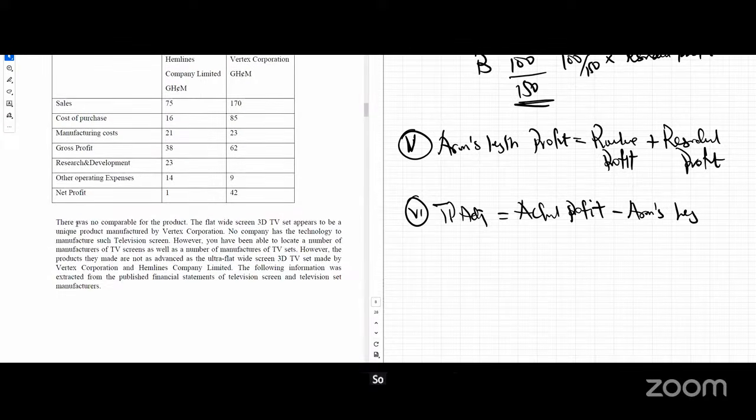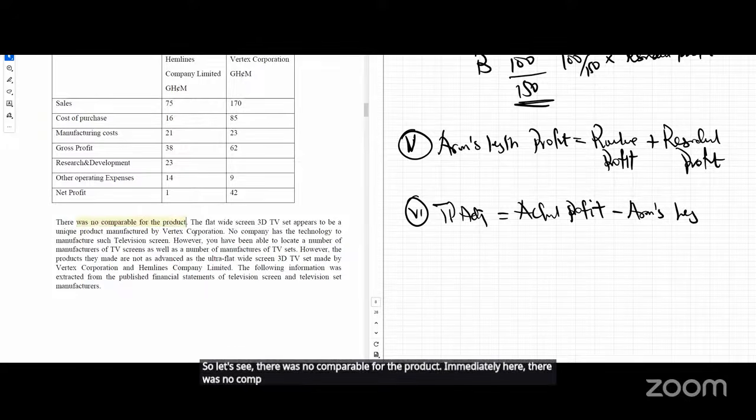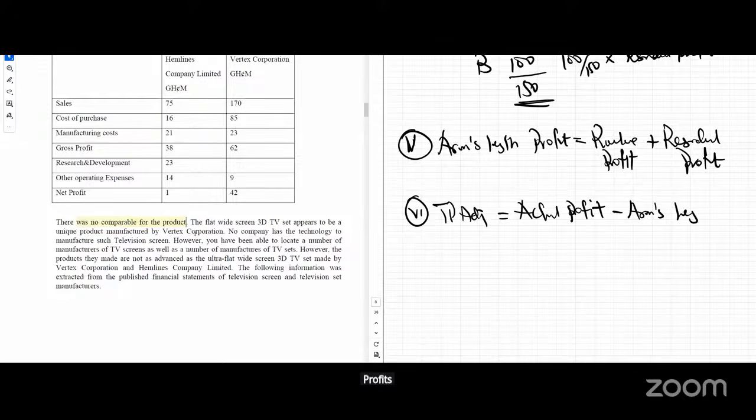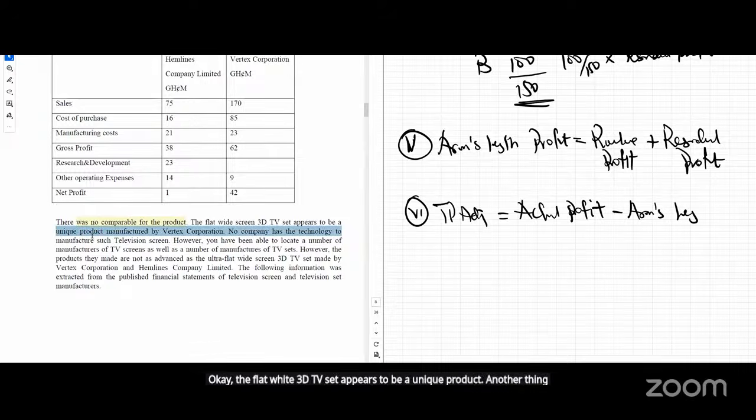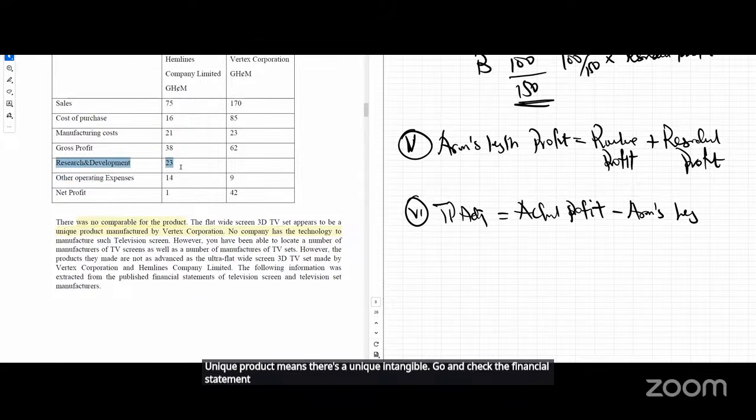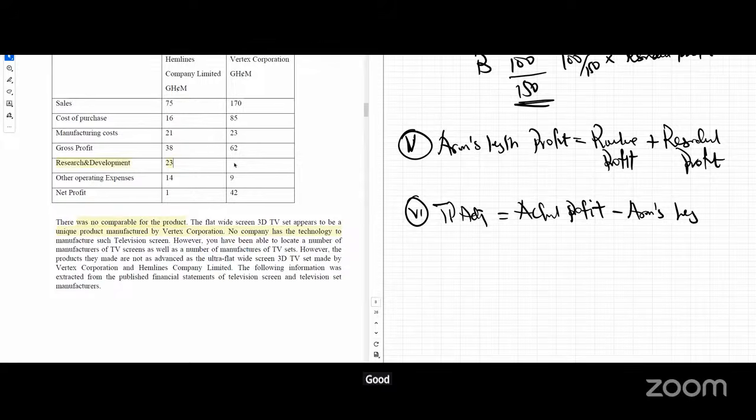So let's see. There was no comparable for the product. Immediately you hear there was no comparable, what method should come to your head? Profit split. No comparable, profit split. The flat white 3D TV set appears to be a unique product. Another clue we've seen. Unique product means there's a unique intangible. Go and check the financial statement if there was something like R&D or intangible asset. There was, right?